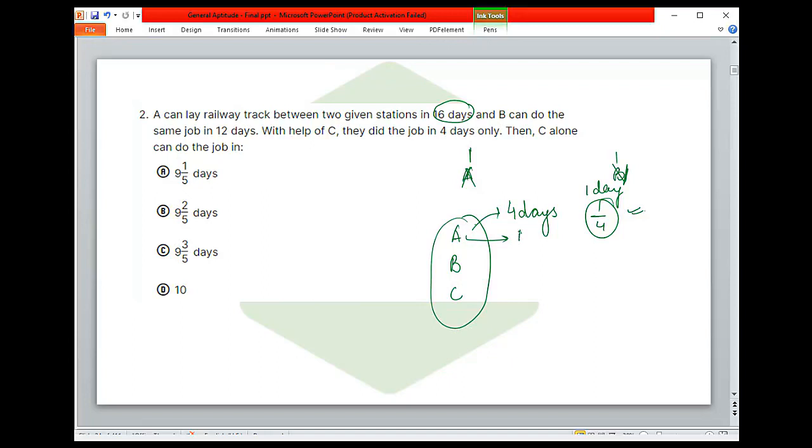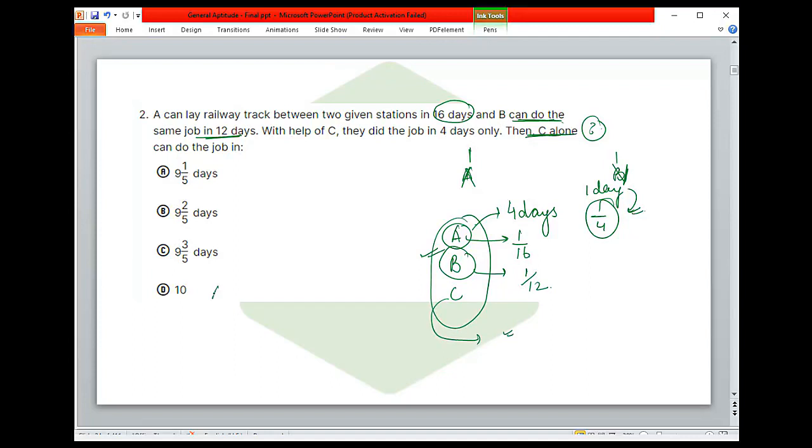That means work done in 1 day is 1 upon 16. B can do the same work in 12 days. So B's individual day work is 1 upon 12. You need to find out how much time C will take alone to complete the work. Okay, simple question. A individually 1 upon 16, B individually 1 upon 12. Total work done when all three of them are working is 1 upon 4. So I can find out the work done by C individually in 1 day, right?